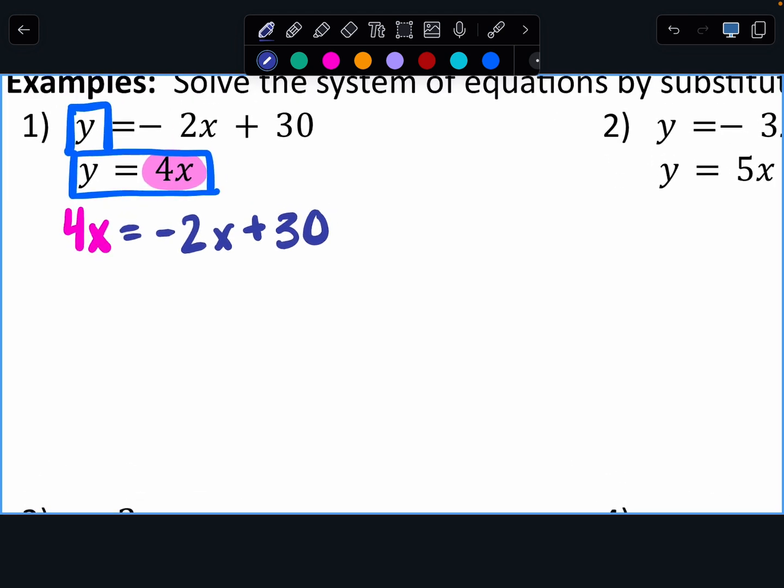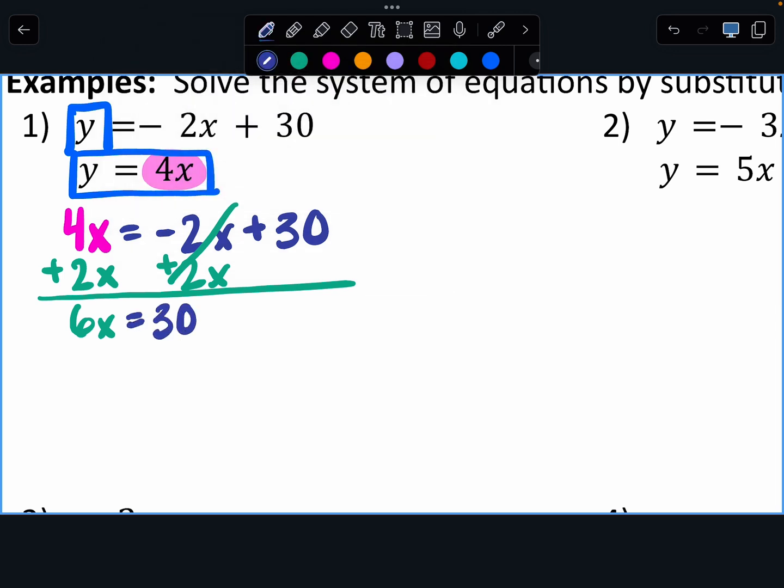Now that I have only one variable, x, in the equation, I can figure out what x is. So remember, when we're solving, we want to get the variable over to one side. So I'm going to add 2x to cancel it out on the right side. Add 2x. Now I have 6x equals 30. Last step is to divide by 6. And now x equals 5. So I know that x equals 5.